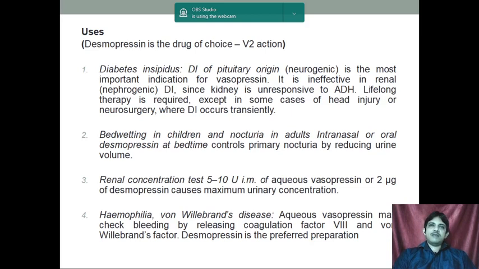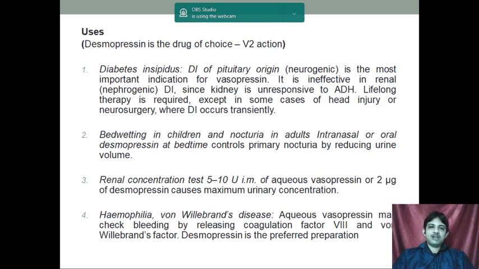Now, what is diabetes insipidus and diabetes mellitus? The difference we have already discussed. If DI is of pituitary origin, it is the most important indication for vasopressin. But it is ineffective in renal DI, because ADH, or the vasopressin, is not going to affect the kidney. So if it is renal diabetes insipidus, then these drugs will have no effect.